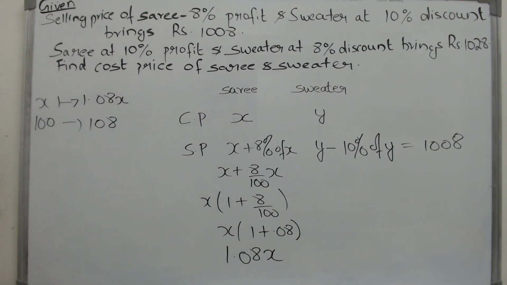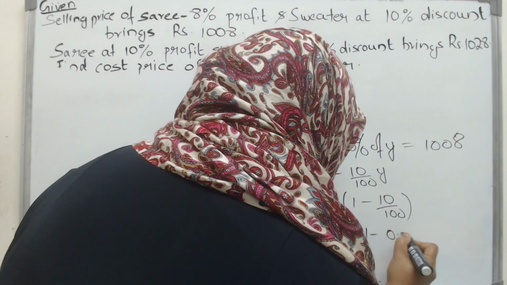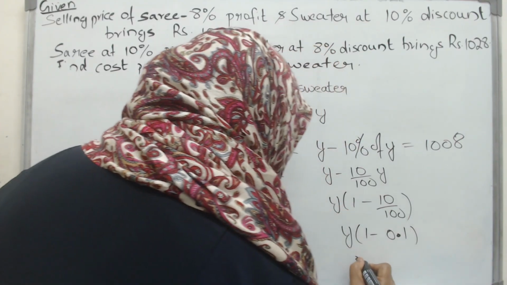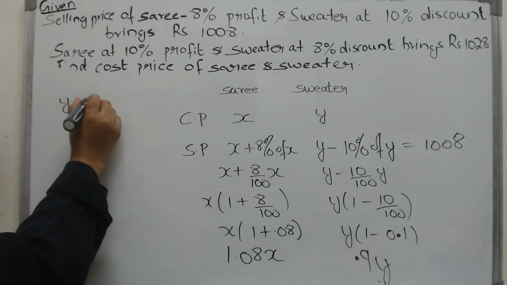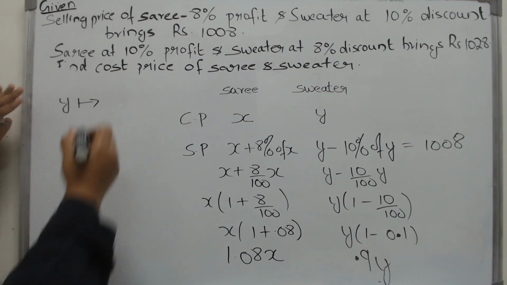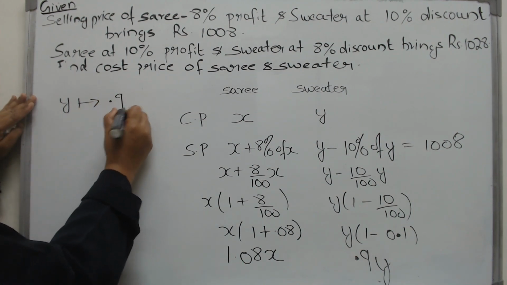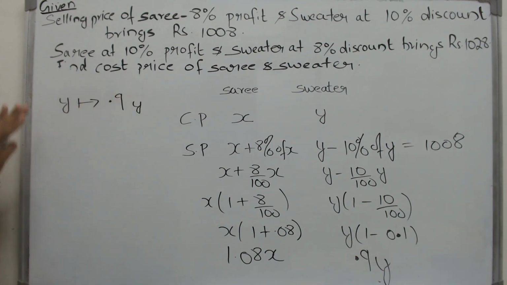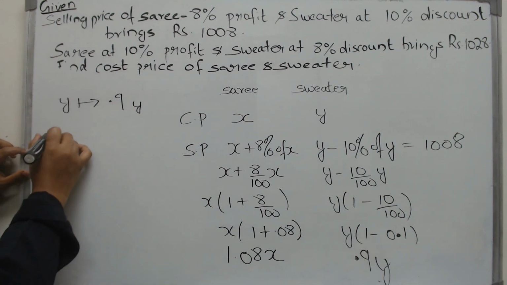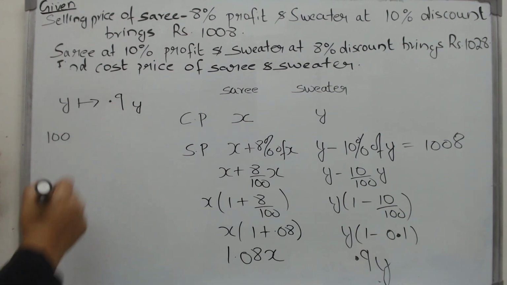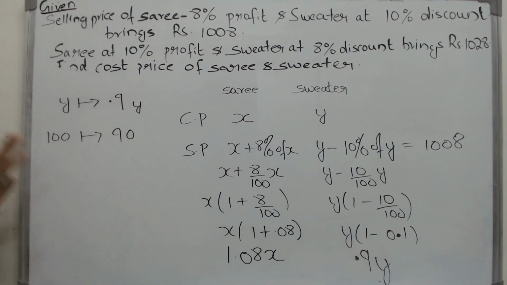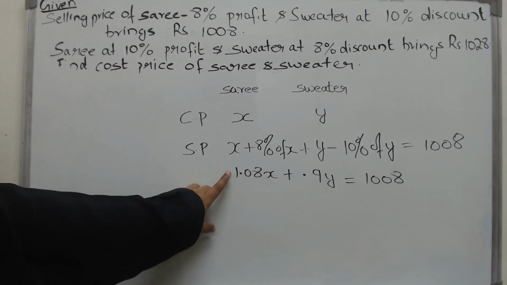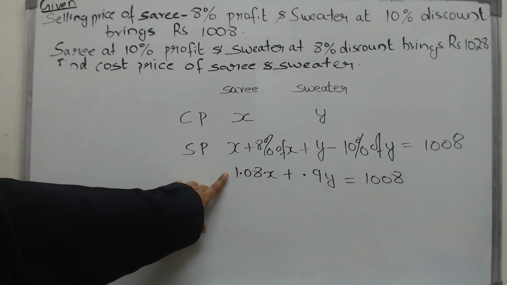Now, what happened with the sweater? Which means if he had got it for Y rupees, unfortunately he had to sell it for just 0.9 Y rupees, or in other words, if maybe he got it for 100 rupees, he had to sell it at just 90 rupees. He had to give it at a discount. Now this is how your first equation looks like.